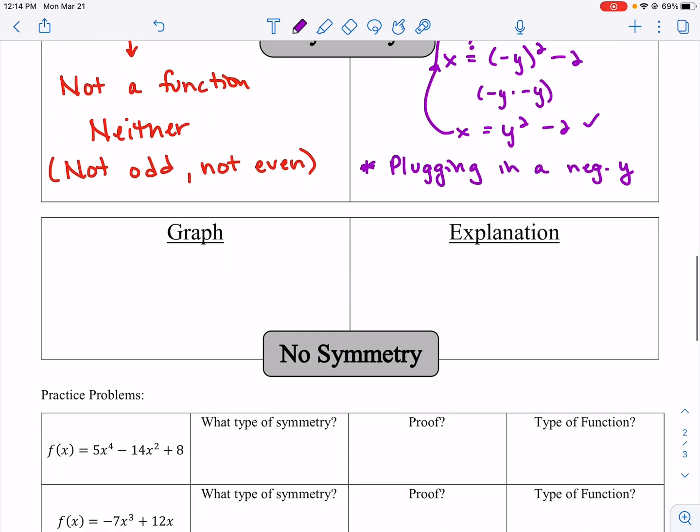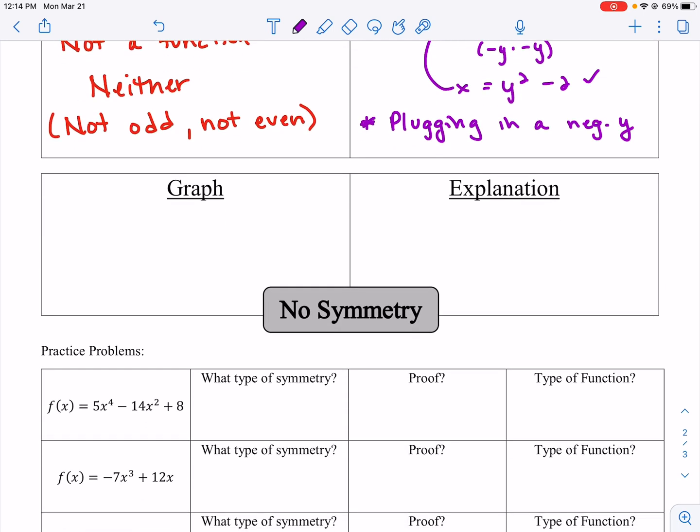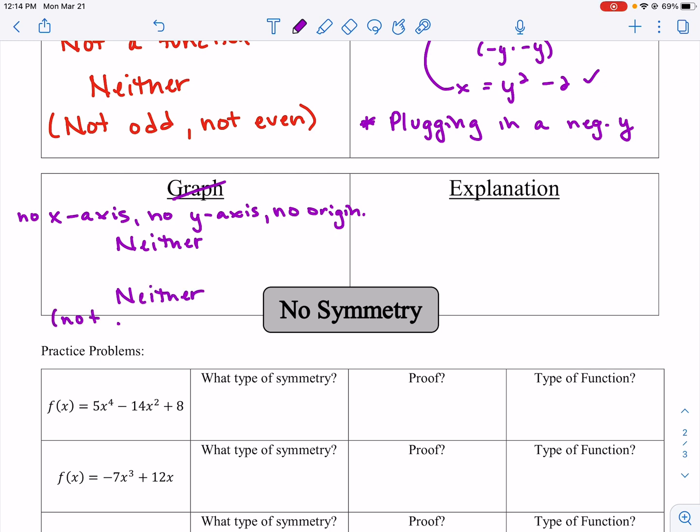There's also this last group. It has no symmetry, and the graph I'm not even going to show because there are so many. So there's no x-axis symmetry, no y-axis symmetry, and no origin symmetry. They still say neither for this, which is weird since there are 3 options, but no matter. So this has no symmetry, and that means it's a neither in terms of the function too, meaning it's not even and it's not odd.